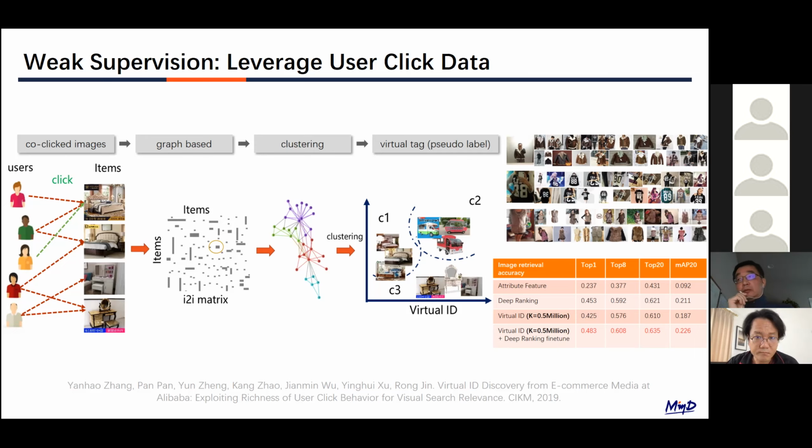Now on the right side of the screen, as you can see, there is a table showing the results. If we simply use the attributes, the result is really poor for top one. But if using the training data with the deep ranking algorithm, you can beef up the performance to 45% accuracy for top one results. If you add in this additional co-click information, then you can further move the results to 48%. That really indicates the usefulness of co-click information in supervising the representation learning for images.